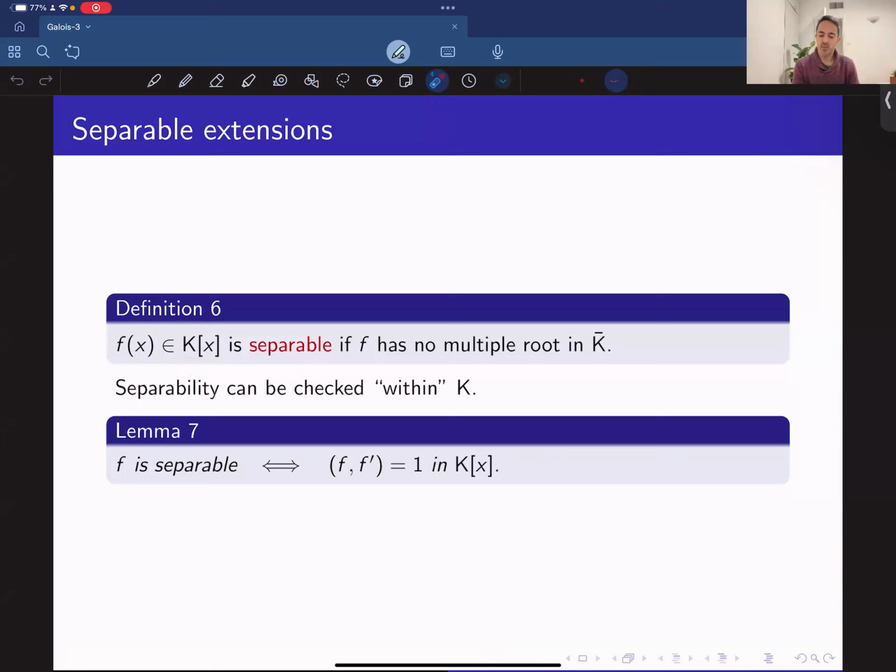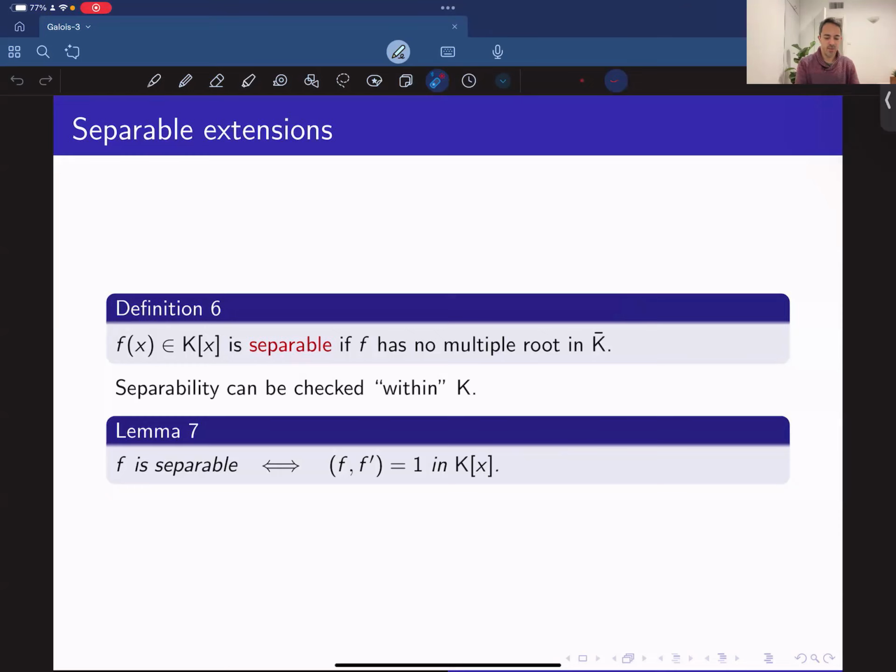This polynomial is said to be separable if it has no multiple roots in some algebraic closure that you fix. Note that potentially this could have been a definition that depends on the choice of the algebraic closure, or maybe of some algebraic extension that you care about, but actually it isn't. Separability can be checked within k, and you don't have to do anything outside of the arithmetic of k in order to determine separability.